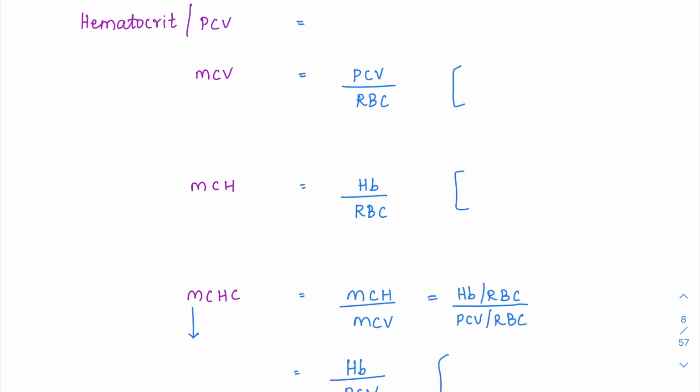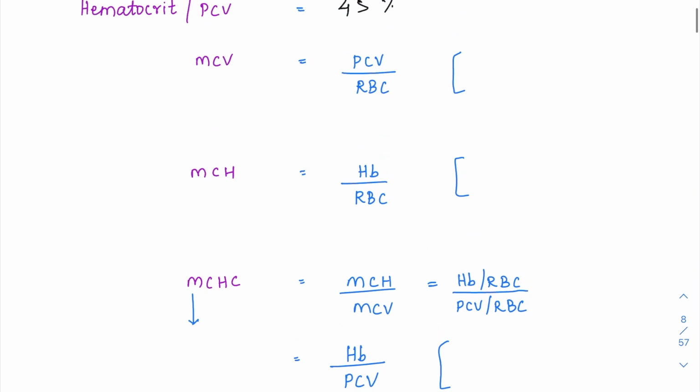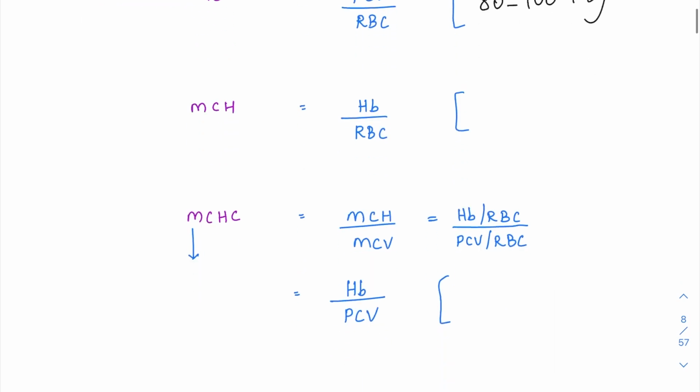So let's see about the RBC indices now. First thing will be the hematocrit, which is also called the PCV, packed cell volume. The packed cell volume of the RBCs is going to be 45%. The next one will be the mean corpuscular volume, which is MCV. MCV, as the name suggests, is the mean volume of the RBCs. So it is packed cell volume divided by the total RBC count. And the normal count is going to be 80 to 100 femtoliters.